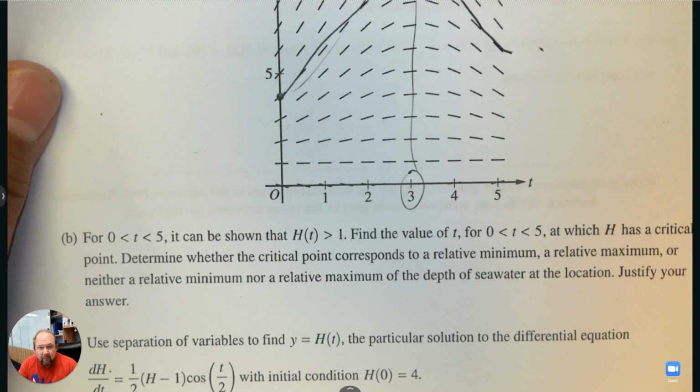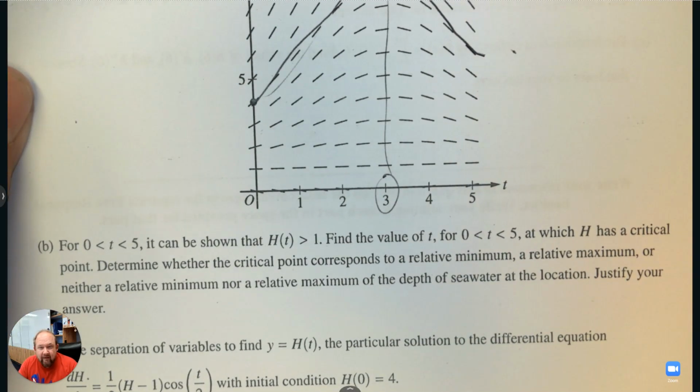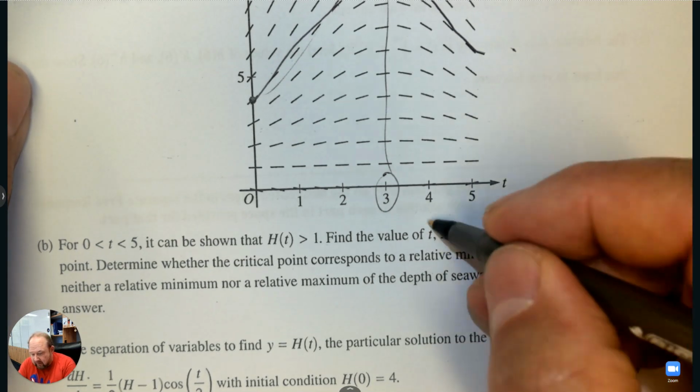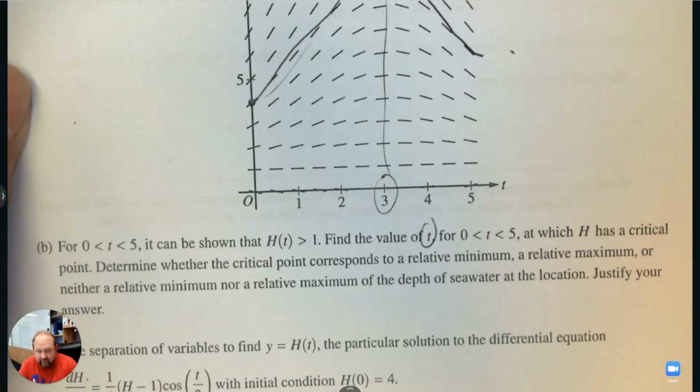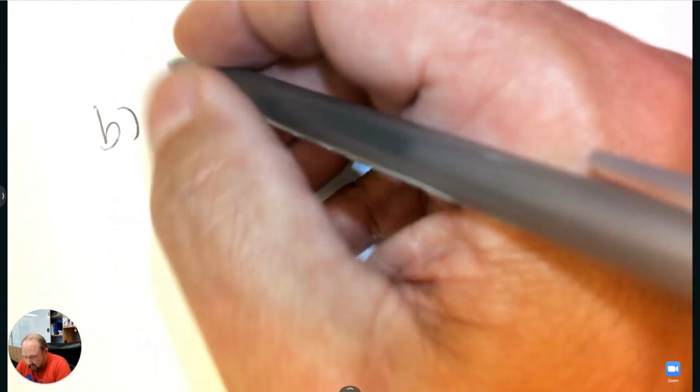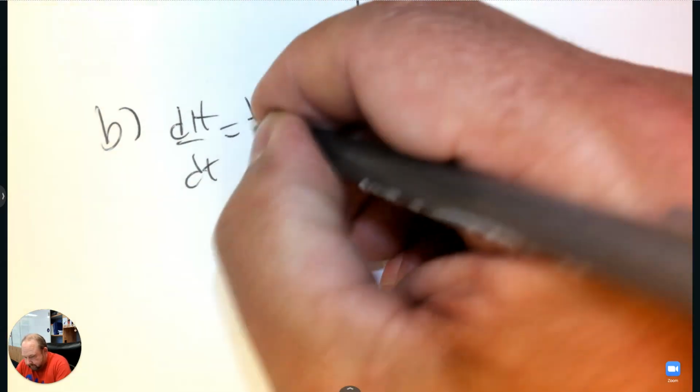And it says determine whether the critical point corresponds and so on. So find the value. So I'm only looking for the value of t that gives me a critical value. All right, so I'm going to start with, here's number 3. So we already did A on the slope field.